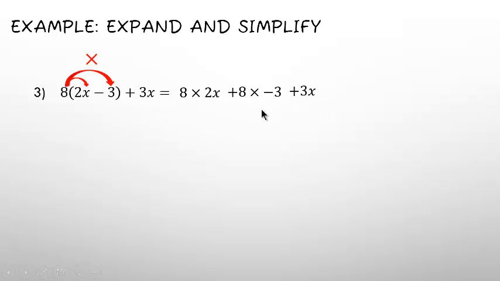So, simplifying this down, I have 8 times 2x is 16x. 8 times negative 3 is negative 24. And then I have my plus 3x on the end. So I have 16x minus 24 plus 3x. Checking my answer, can I simplify it? Are there any like terms? That should go through your head at the end of every question. There is. In this one we have 16x and 3x are both like terms. So I end up with 19x minus 24.